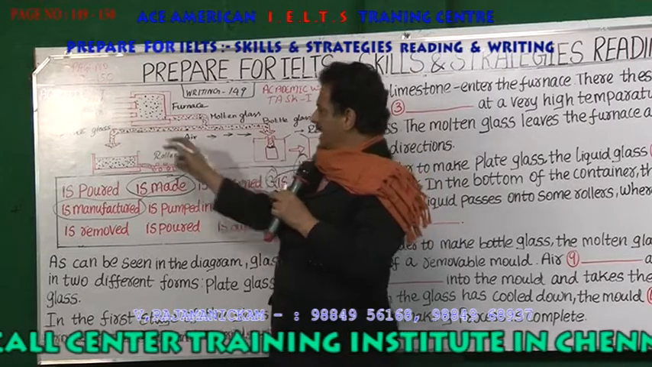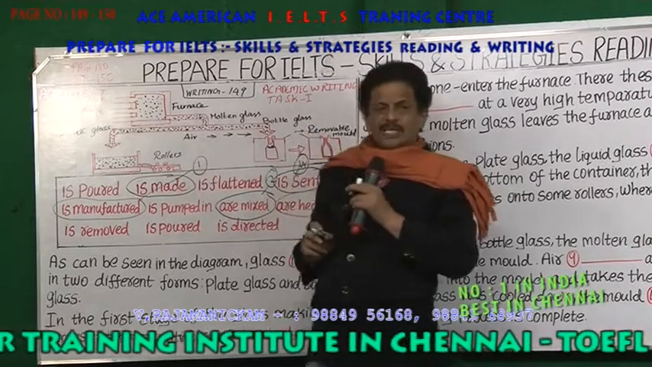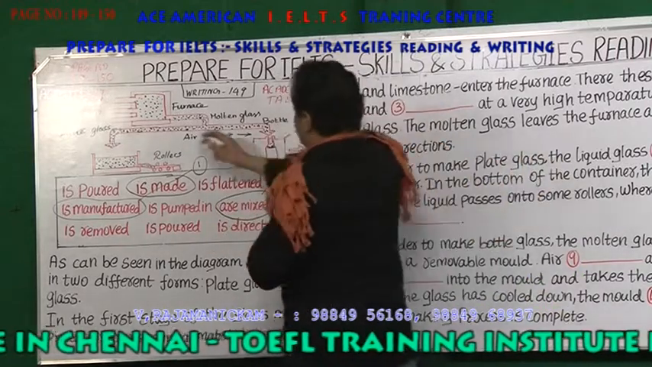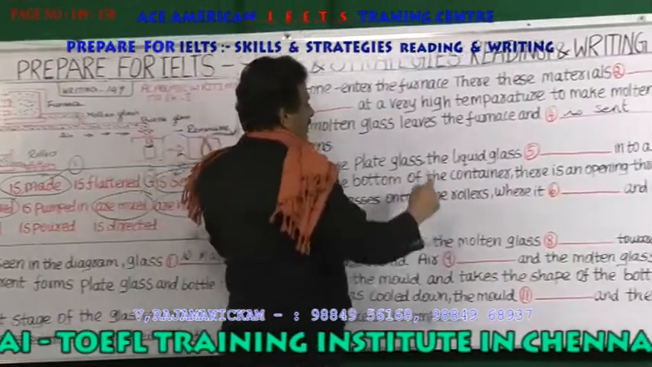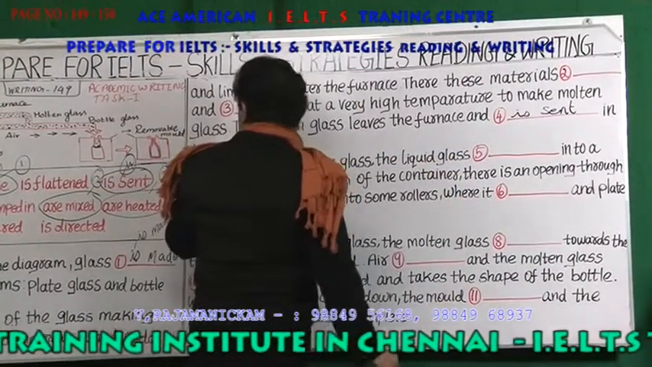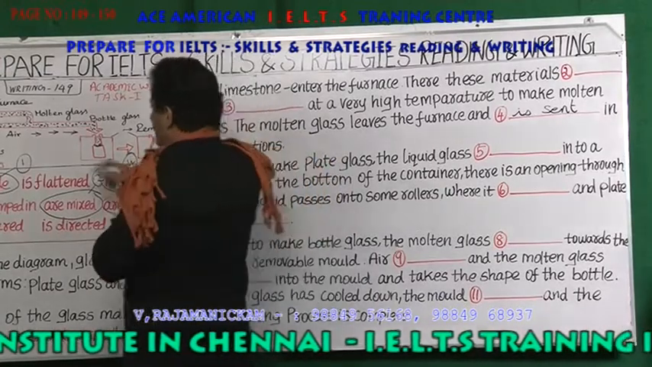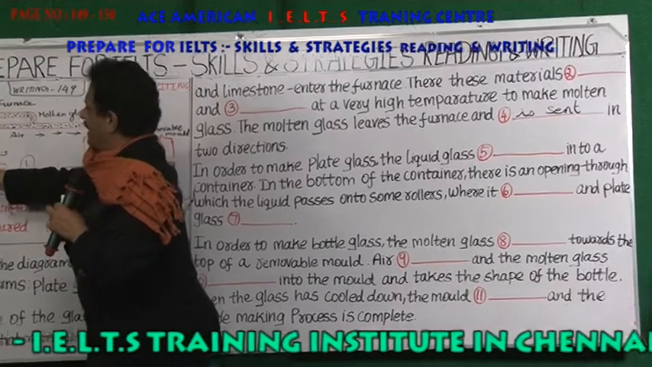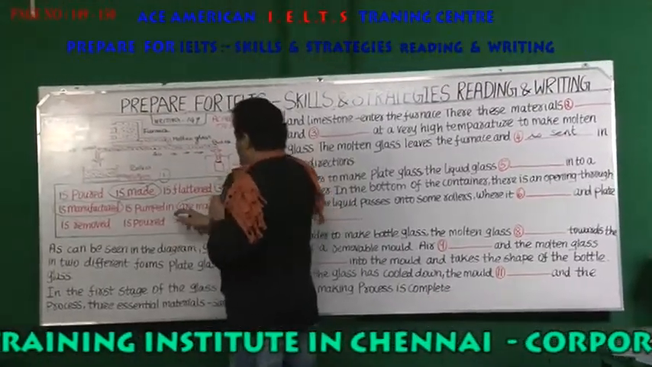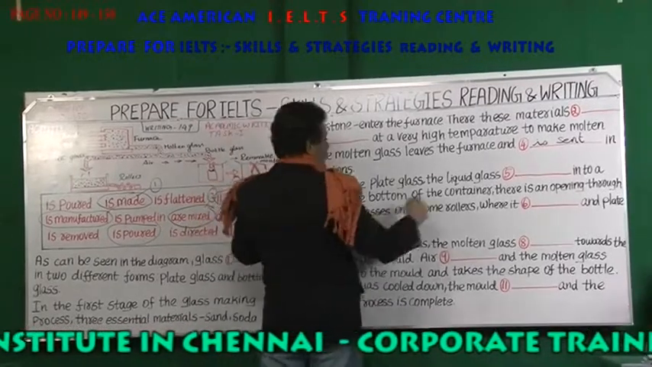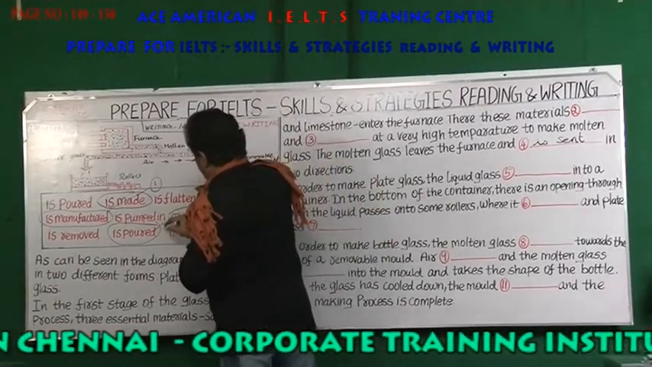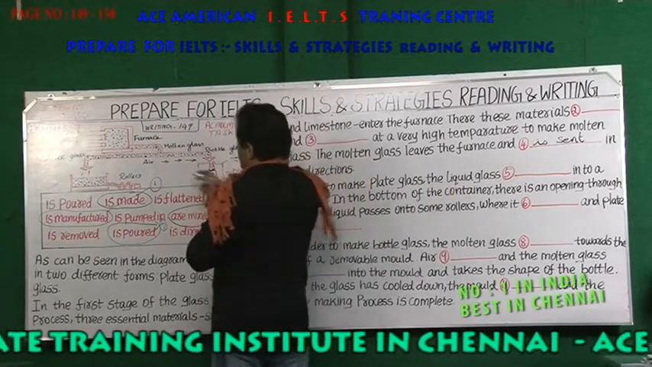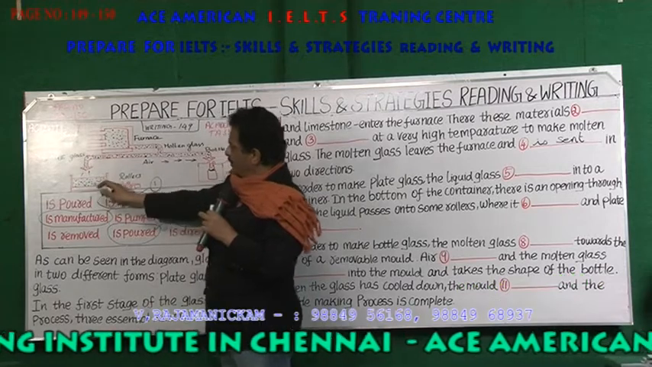One is for plate glass manufacturing and one is for bottle glass manufacturing. So in order to make plate glass, this is the plate glass, sir. The liquid glass, number 5, what is that? The liquid glass comes as a liquid, it is poured. So "is poured." What is the number? 5. Is poured into a container.